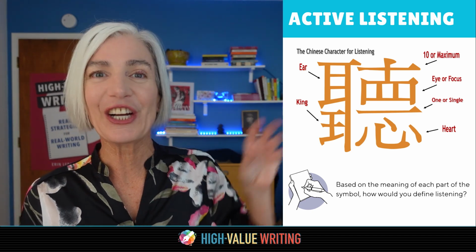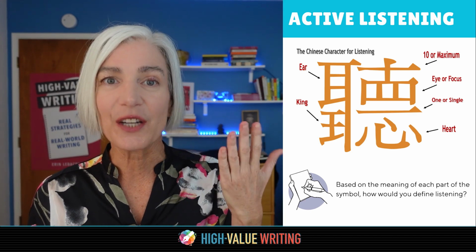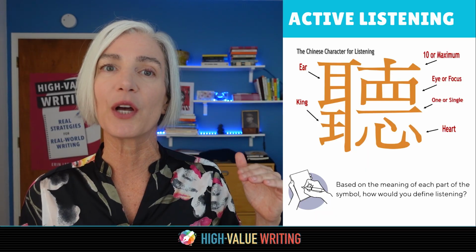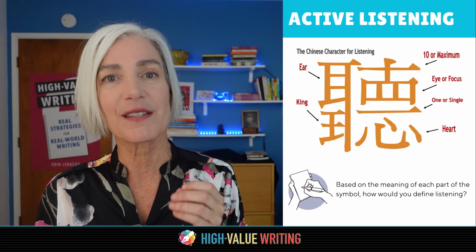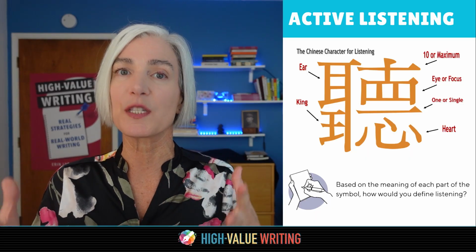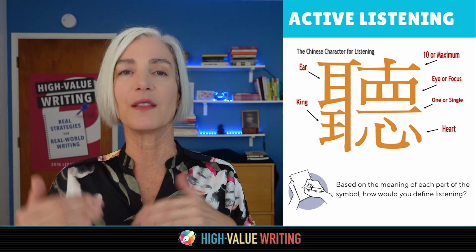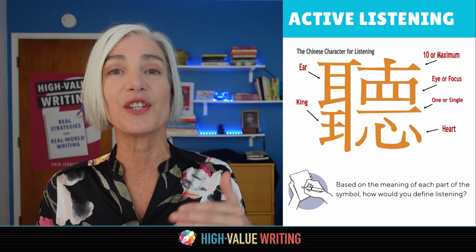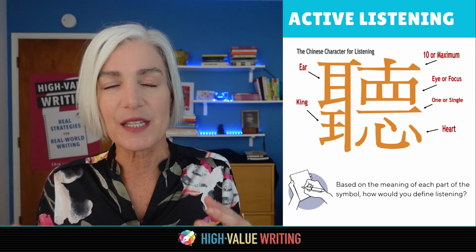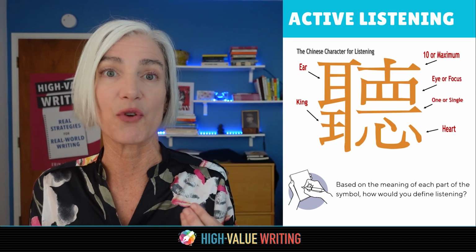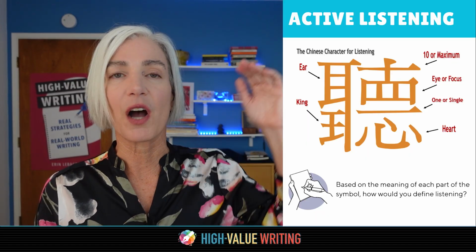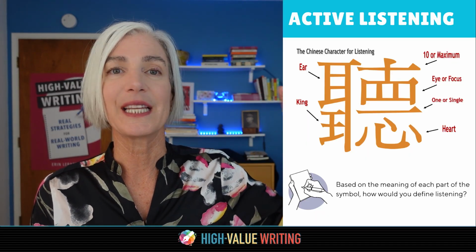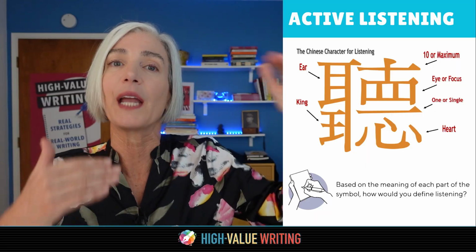Of course, ear is included in the character, which we use to listen, but right below that you see the symbol for king. This is thought, to my understanding, to mean respect, that we respect the listener, the person we're listening to. We look to their message. We try to respect and absorb what they're saying. On the right side of the figure, we have the concept of maximum, listening, attending to something at the highest level we can.